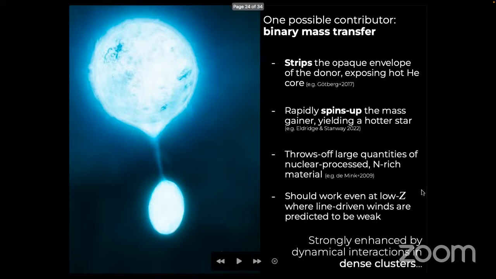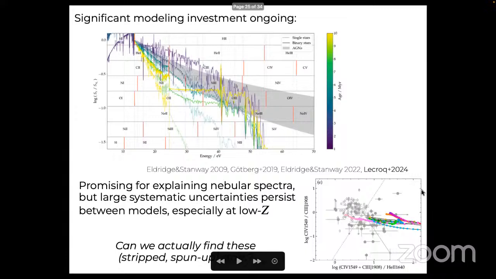They should still interact. And also, this process should be strongly enhanced in dense clusters where you have a lot of dynamical interactions that can harden binaries and force these things to interact. So maybe this is at play here. But people have been focusing on trying to incorporate this into models for population synthesis that we can use to reproduce nebular line emission for quite a while. And this work is very complicated and involves a lot of assumptions.